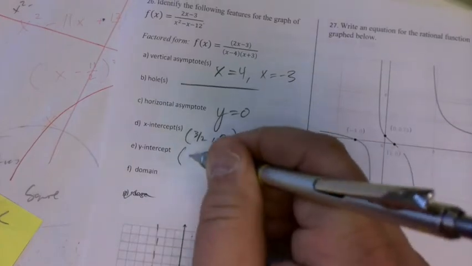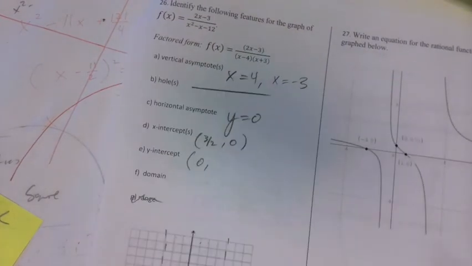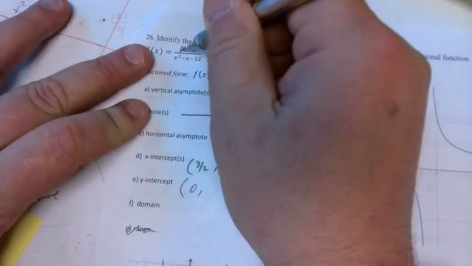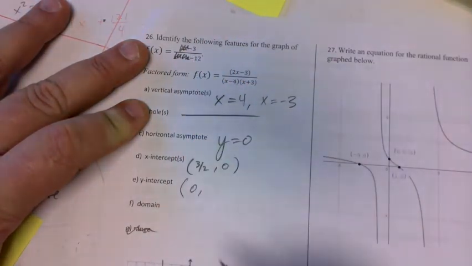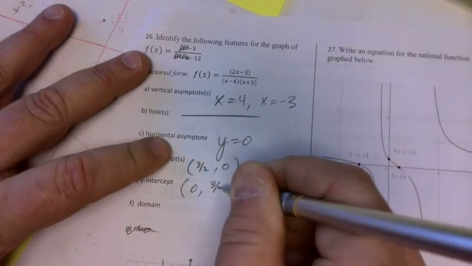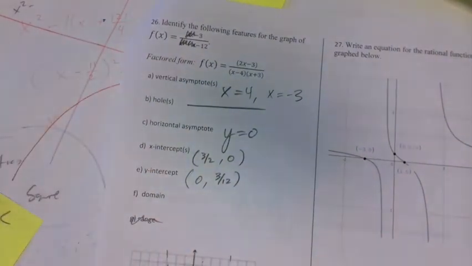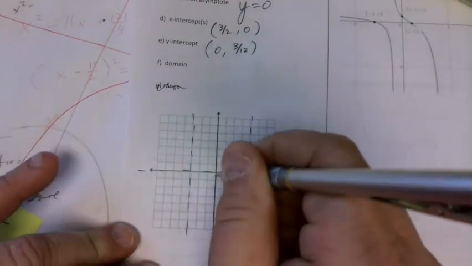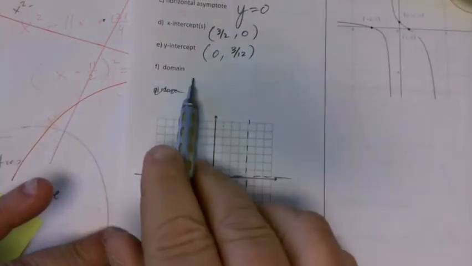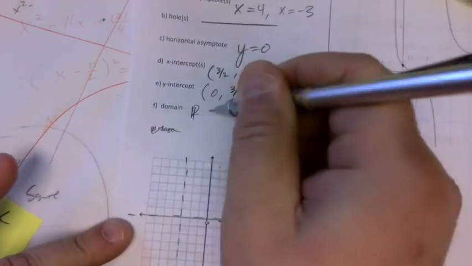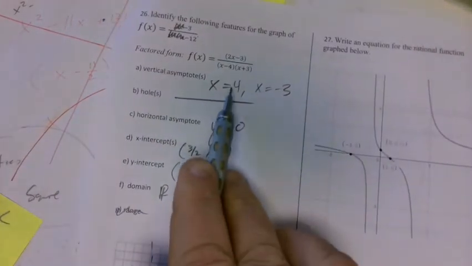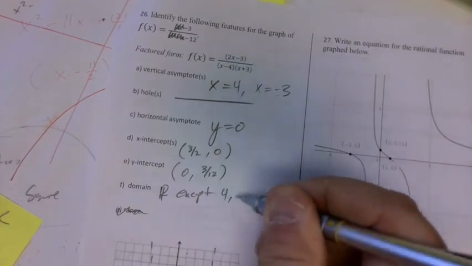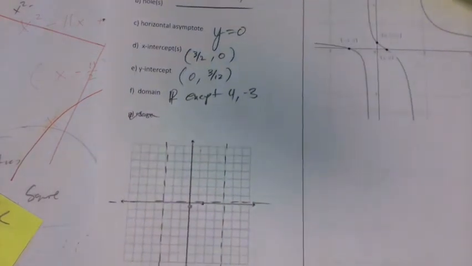Y-intercept, I just put a 0 in for the x value. So if I put a 0 in for the x, check it out. That's nothing, and that's nothing, and that's nothing. And I get negative over negative, which is positive 3 over 12, which is like a fourth, right? So that's like right there-ish. Now, my domain is all real numbers except my vertical asymptotes, 4 and negative 3, and the hole, which there isn't any.